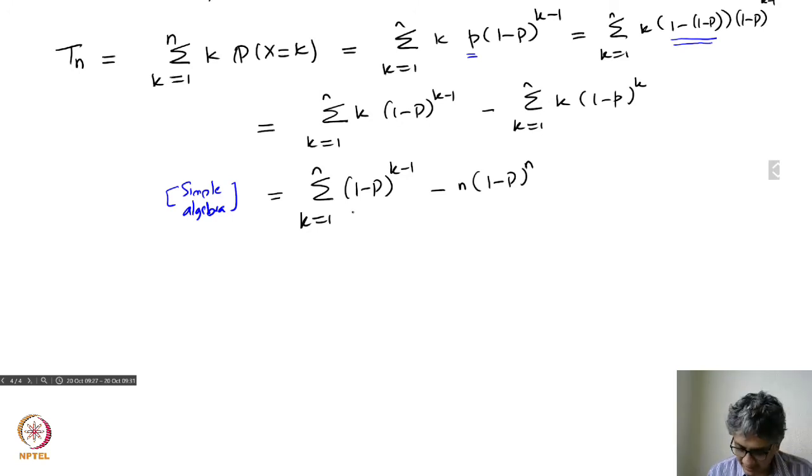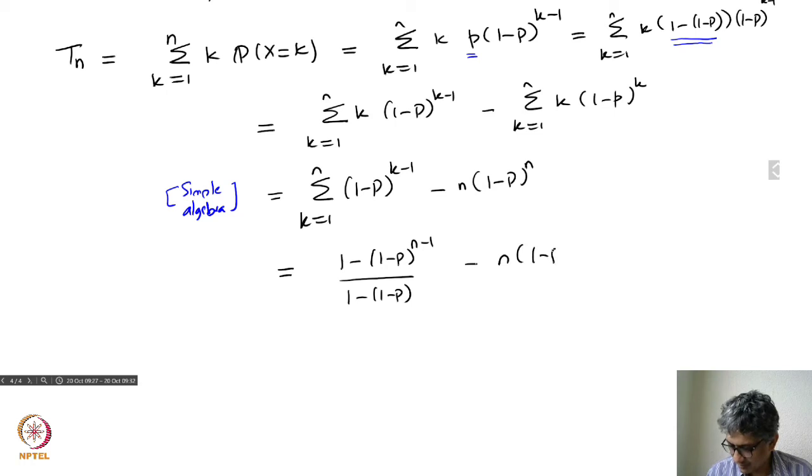So now this is easier. The geometric sum, we know how to do this. This is just r to the power k minus 1 from 1 to n. The first term is 1. So it's 1 minus p to the power n minus 1, the whole thing divided by 1 minus p, right? That's what this is. Then minus n times 1 minus p to the power n.